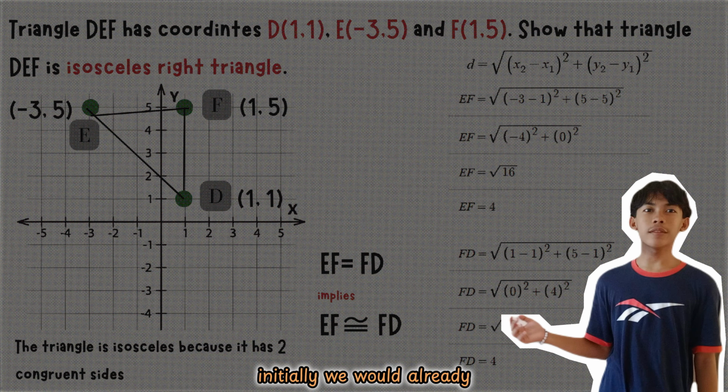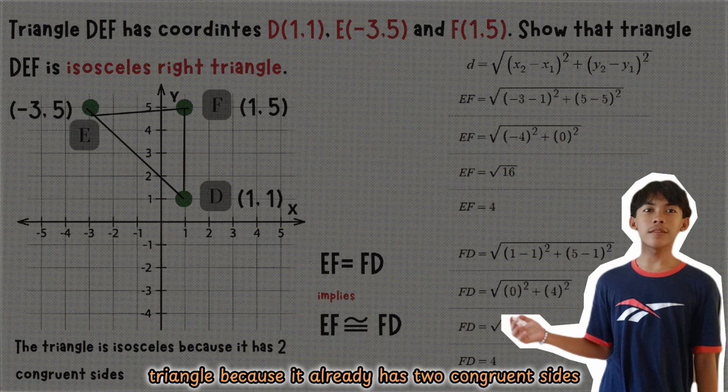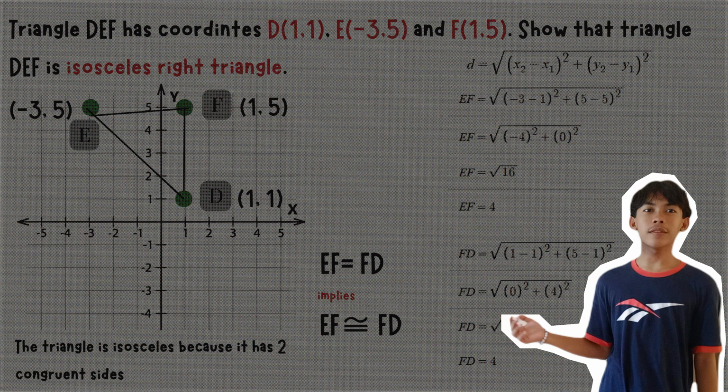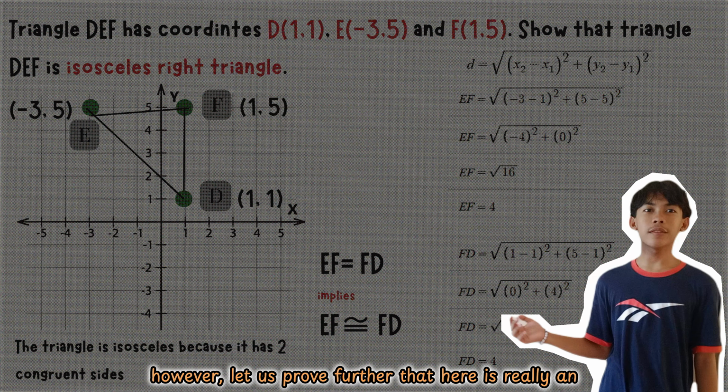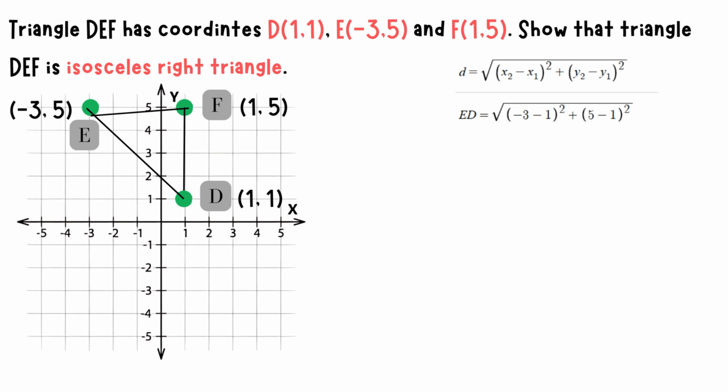Initially, we would already think that it would turn out to be an isosceles triangle because it already has two congruent sides. However, let us prove further that it is really an isosceles triangle by also solving for the measurement of the third side, which is side ED. So we plug in everything and we let negative 3 be x sub 2 minus our x sub 1, which is 1, plus our y sub 2, which is 5, minus our y sub 1, which is 1.